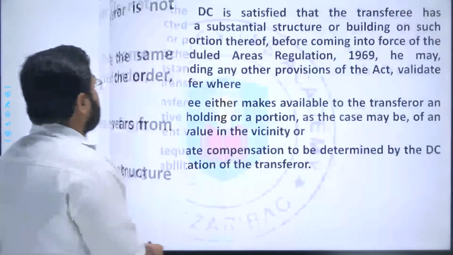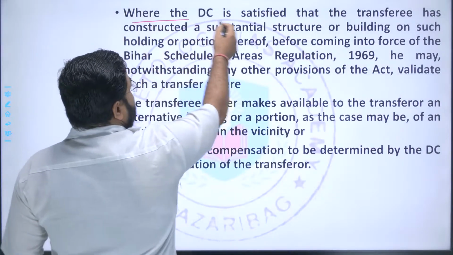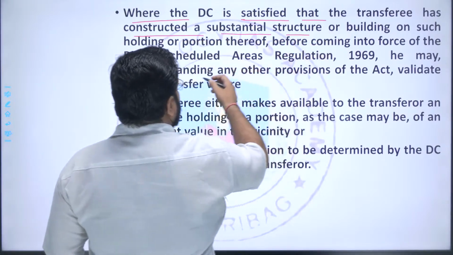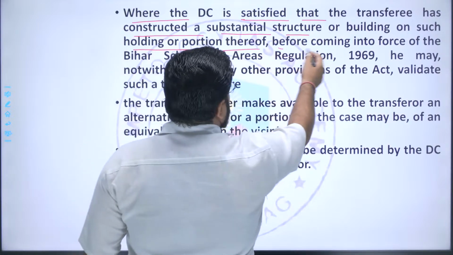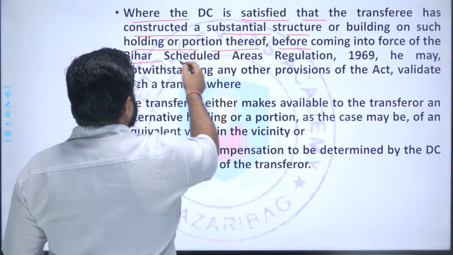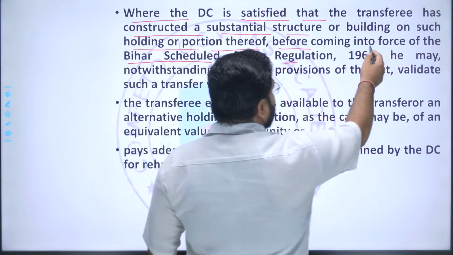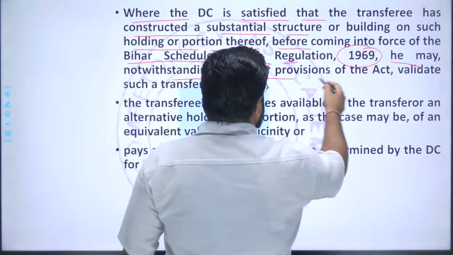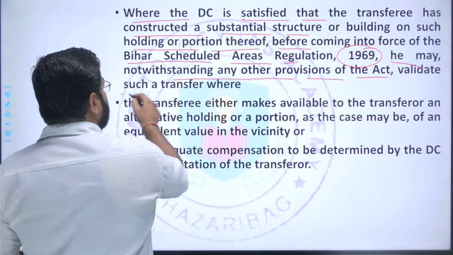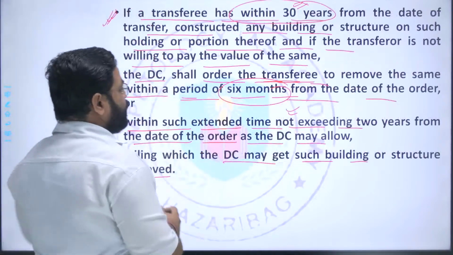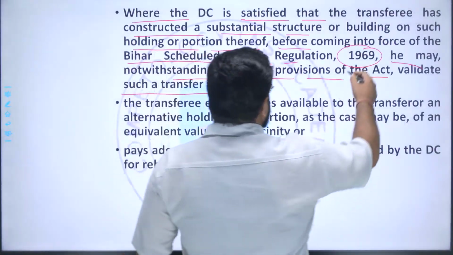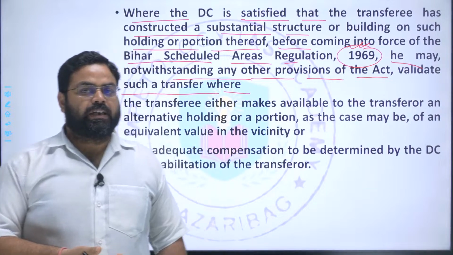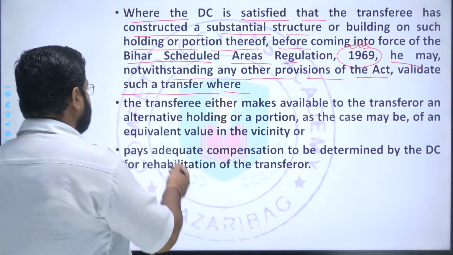So this will happen. Next, where the DC is satisfied that the transferee has constructed a substantial structure or building on the holding or a portion thereof before the coming into force of the Bihar Scheduled Area Regulation Act of 1969, then he may, notwithstanding any provision in the Act, validate such transfer. Right. So if the transfer had been done before 1969, then such transfers can be validated by the DC, but there are again conditions.